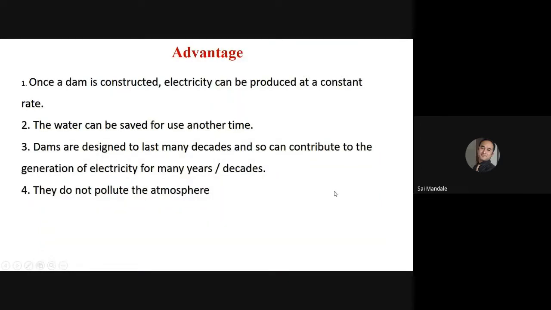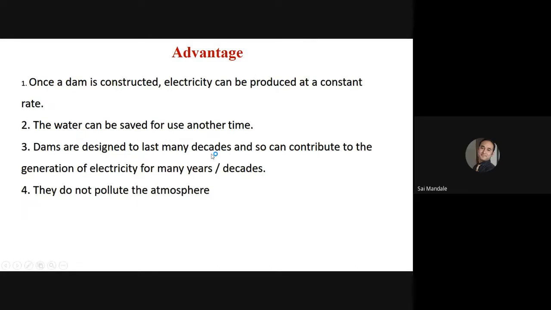What are the different advantages associated with this? Number one advantage is it is pollution free. There is no combustion of fuel and exhaust gases, so it is not hazardous to nature. The second one is that once the dam is constructed, we can have electricity from it over a long period of time at a constant rate. If we have the water, once the dam is created, we can continuously develop a constant amount of electricity.